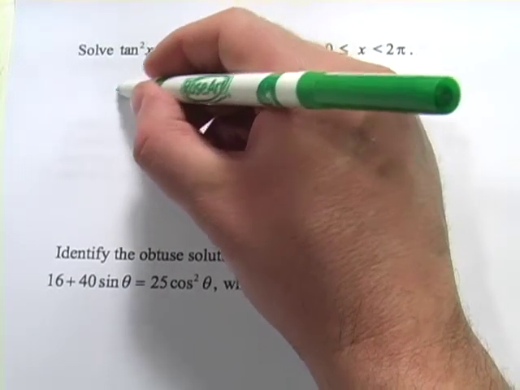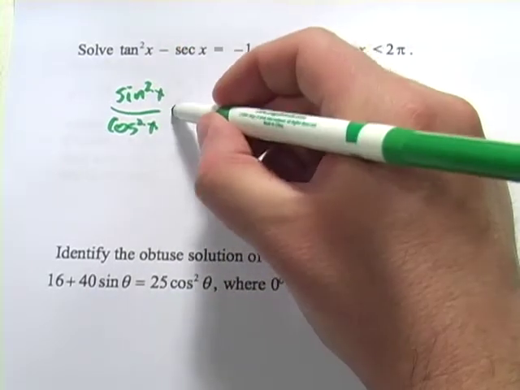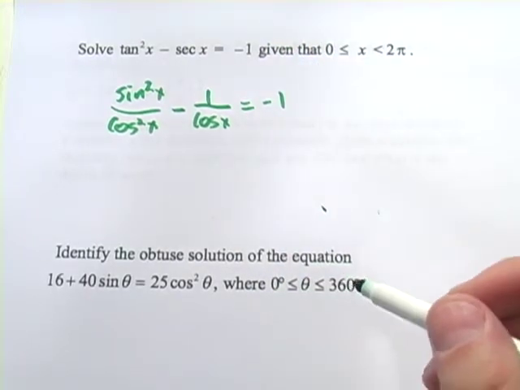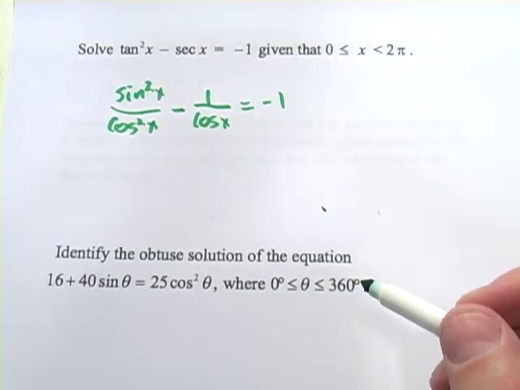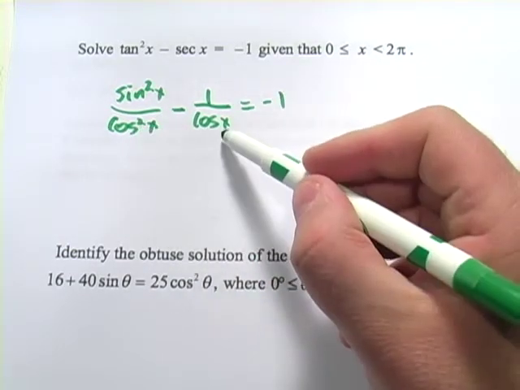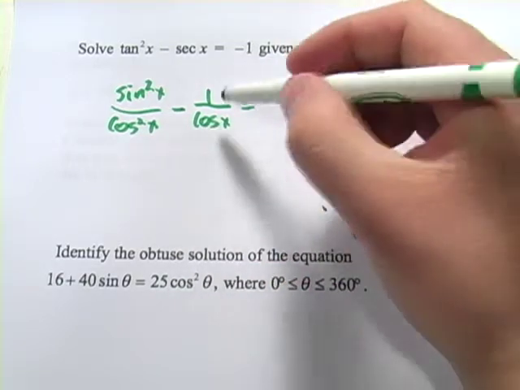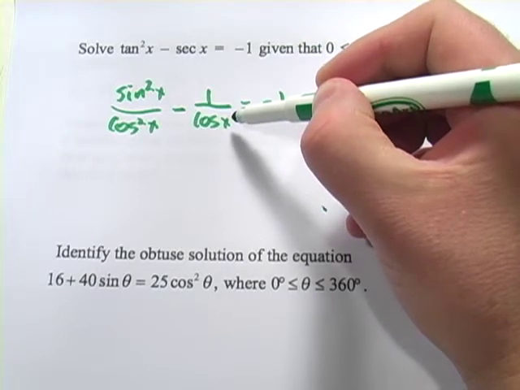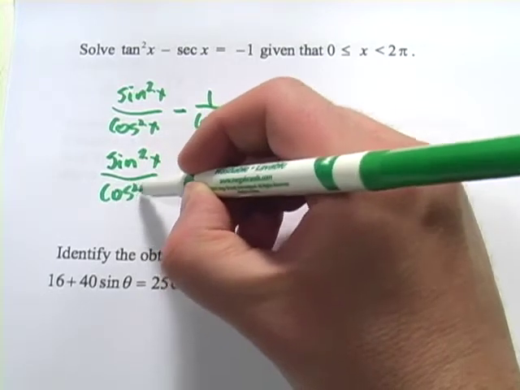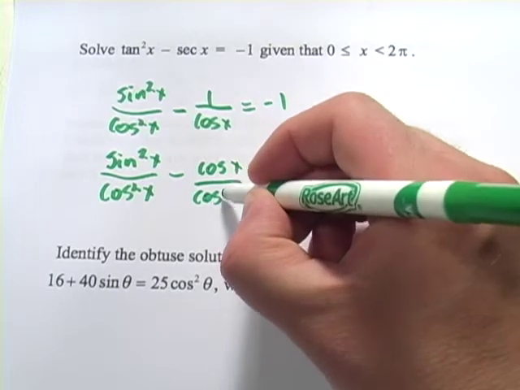Tangent squared is the same as sine squared over cosine squared. And secant is 1 over the cosine. And then we have negative 1. Now that didn't seem to get us anywhere very useful, except I notice I've got a cosine squared for a denominator here and a cosine for a denominator here. What I'd like to do is make the denominators the same. So I'm going to multiply this one by cosine x over cosine x. That would give me sine squared x over cosine squared x minus cosine x over cosine squared x.